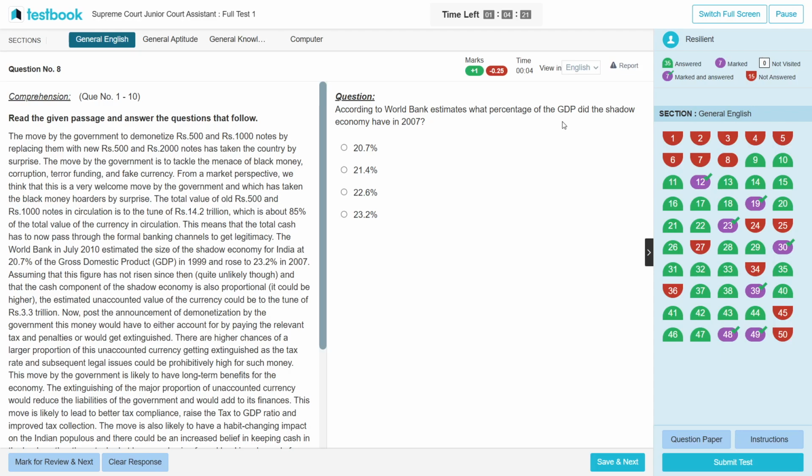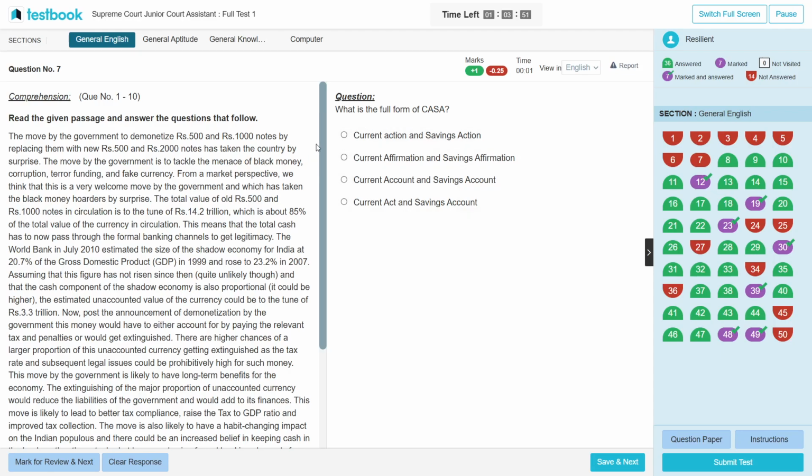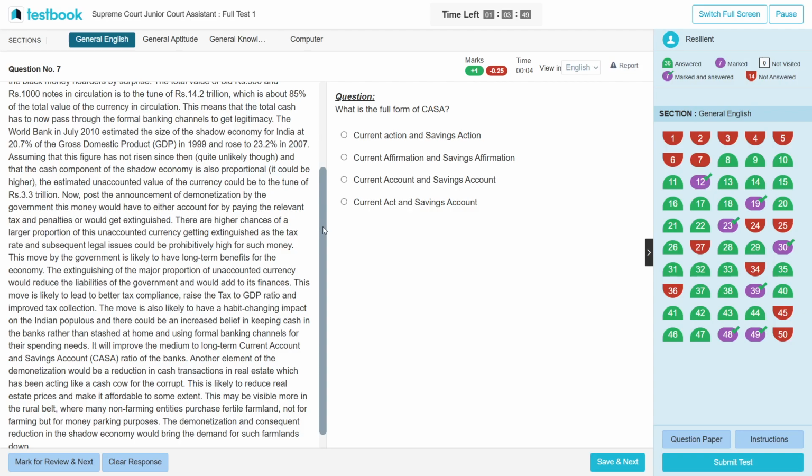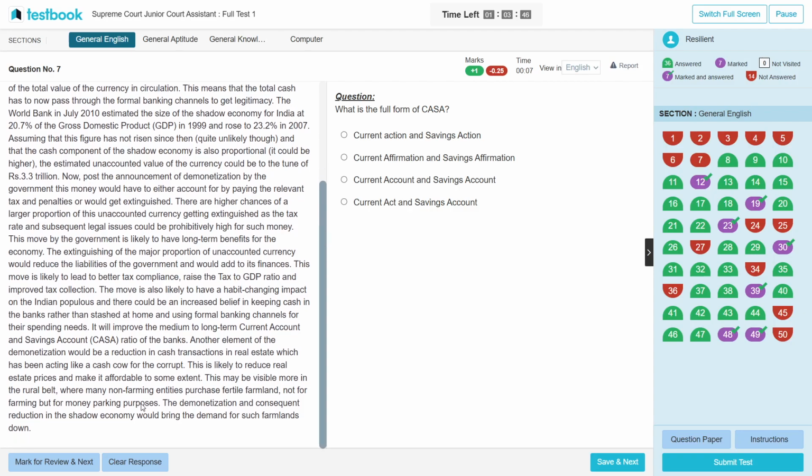According to World Bank estimate, what percent of the GDP did the shadow economy have in 2007? The World Bank in July 2010 estimated the size of the shadow economy for India at 20.7% of the GDP in 1980 and rose to 23.2% in 2007. Full form of CASA: current account and savings account.